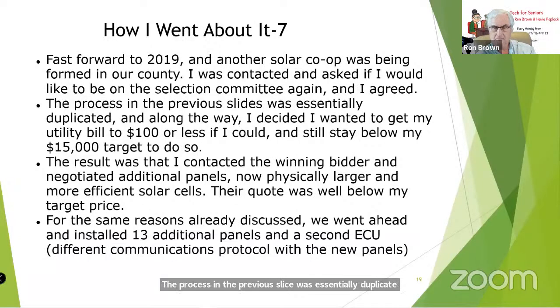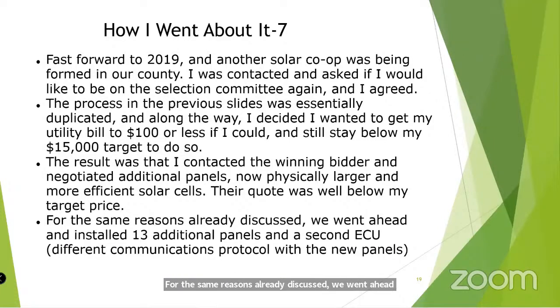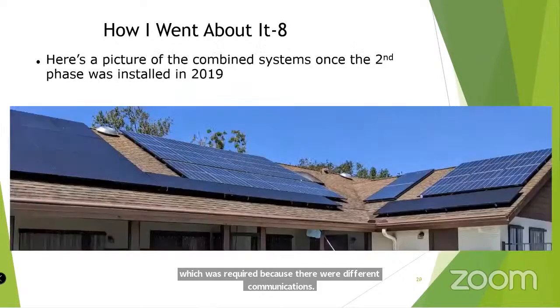And along the way, I decided I wanted to get my utility bill to $100 or less if I could, and still stay below my 15,000 target to do so. The result was that I contacted the winning bidder and negotiated additional panels, now physically larger and more efficient solar cells. Their quote was well below my target price. For the same reasons already discussed, we went ahead and installed 13 additional panels and a second ECU, which was required because there were different communications protocols now with the new panels.